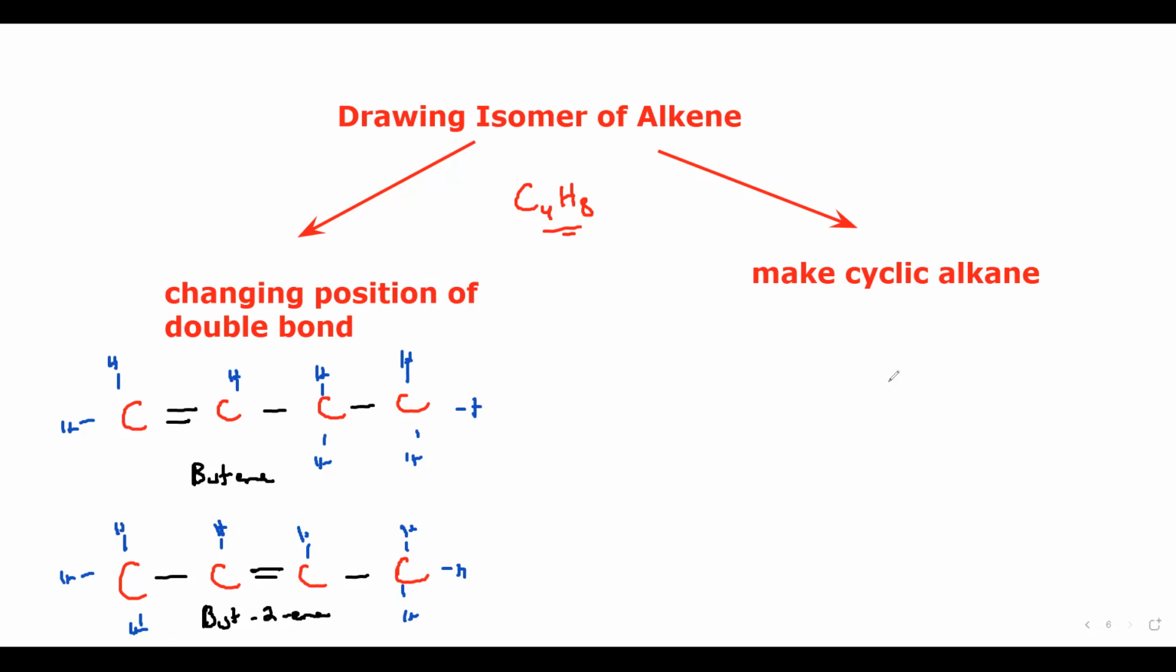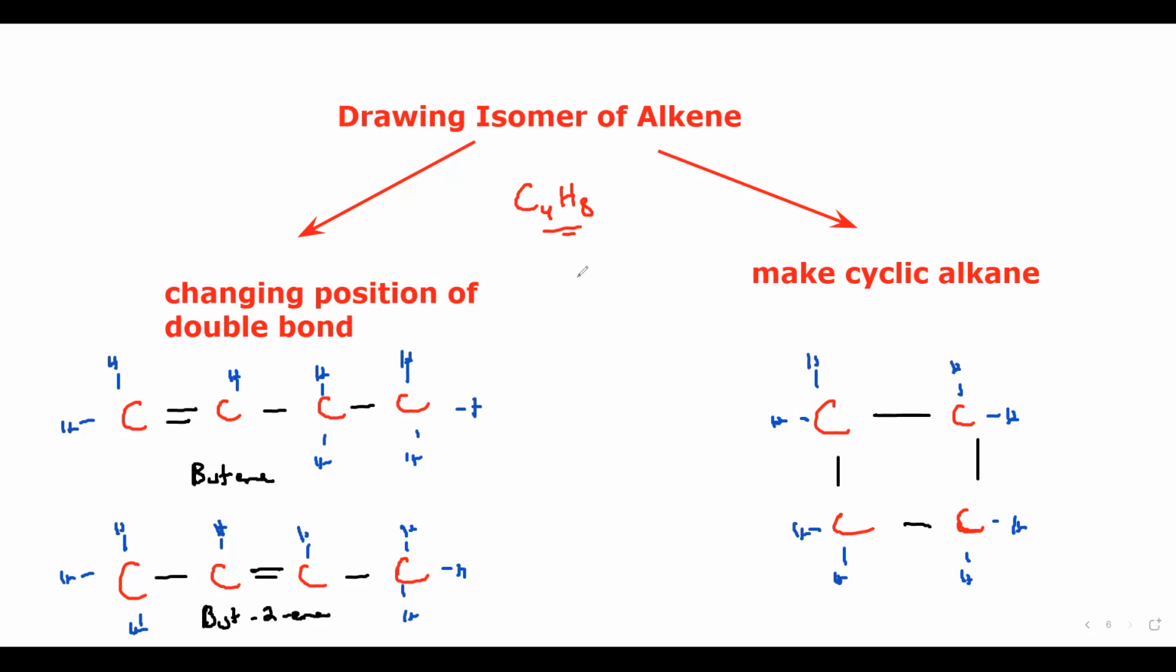And if we want to draw another isomer, we can make a cyclic one. Cyclic means no end. So we take 4 carbon atoms in a ring, 1, 2, 3, and 4, and link them by single bonds. Each carbon will have 2 hydrogen. So this is a cyclic alkane.